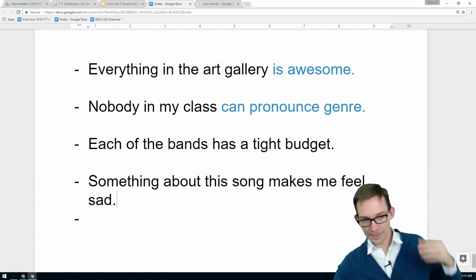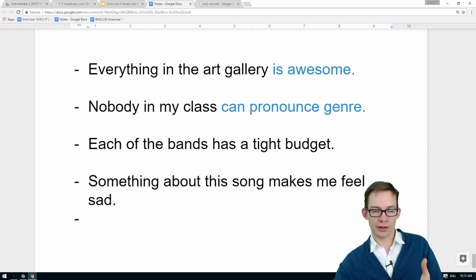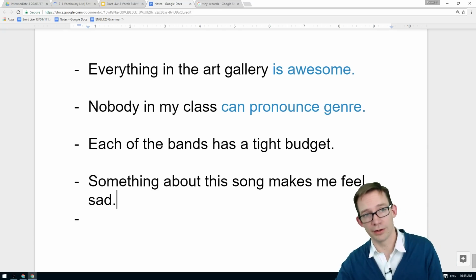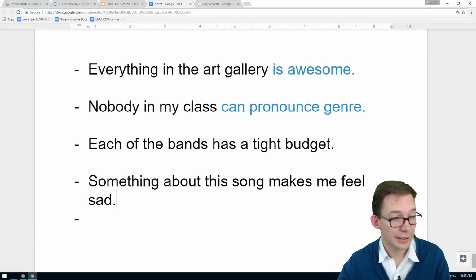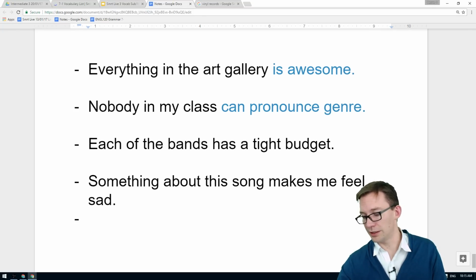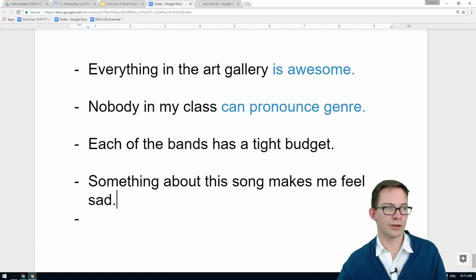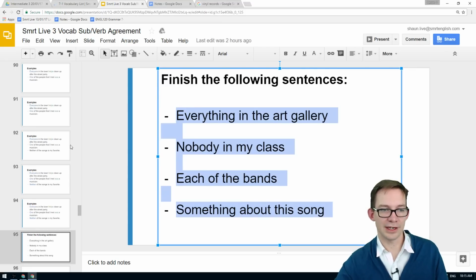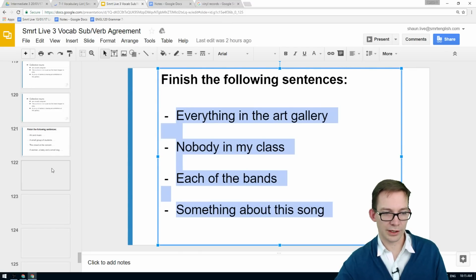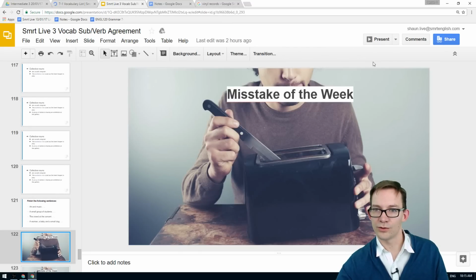How about this? We're going to end there with subject-verb agreement. There's more to talk about, and we'll talk more about this in another class. We spent a lot of time on vocabulary today and didn't do as much on subject-verb agreement as I would like to have done, but it's time for the mistake of the week. Mistake of the week. Okay? So let's go down here. We'll do this quickly, and then you guys will be free.